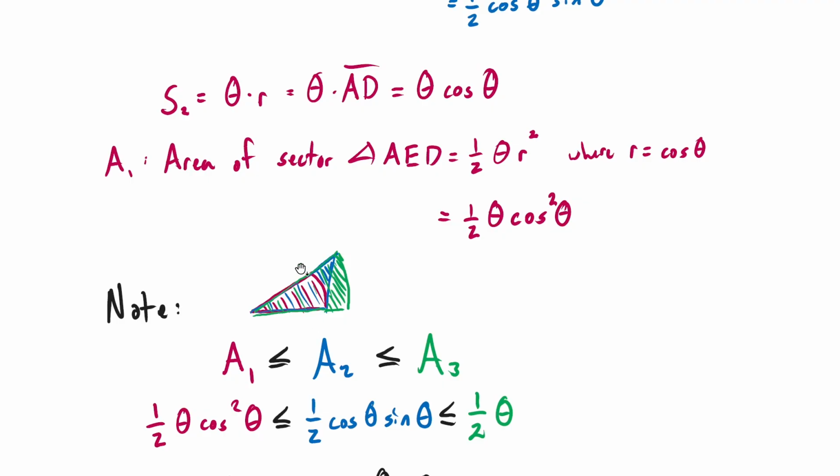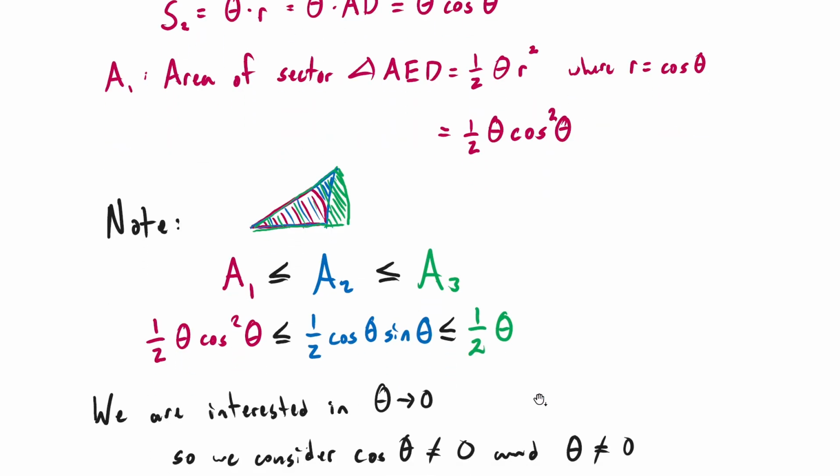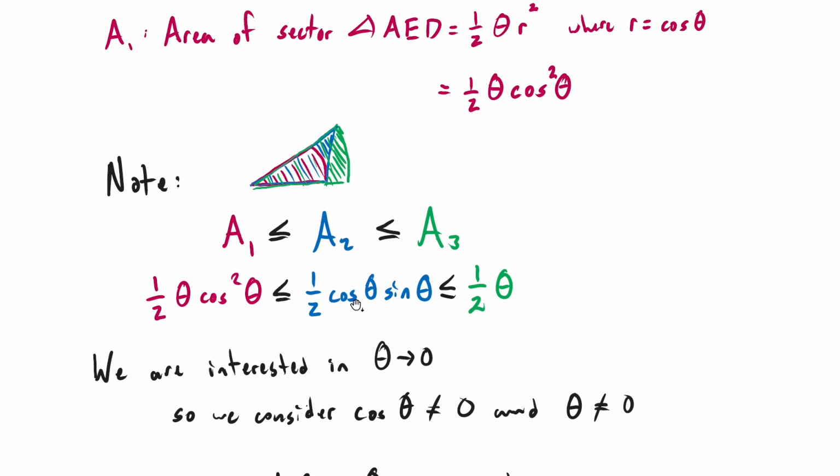Now, it should be a little obvious from some size comparison here, since the areas are nested, that the area marked A1 in red is less than or equal to the area A2 in blue, is less than or equal to the area A3. Now, those we calculated as follows. So we have this chain of inequalities. What we're going to want to do is manipulate this middle term until it looks like sine theta over theta. And to do that, we need to get rid of cosine.